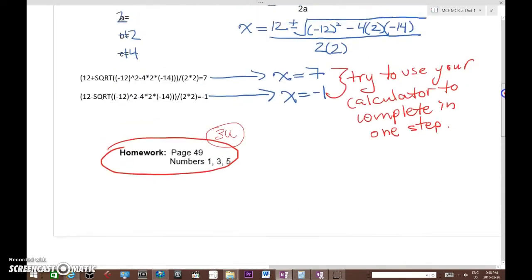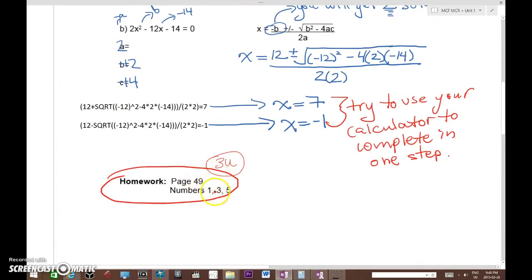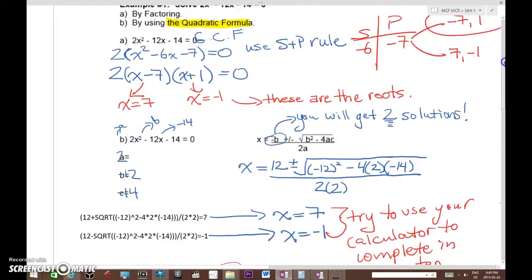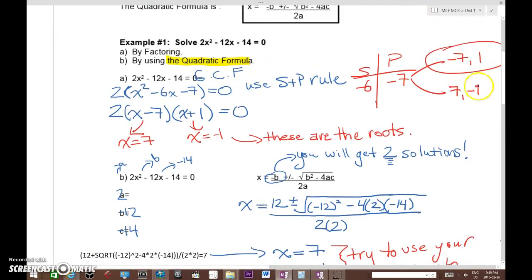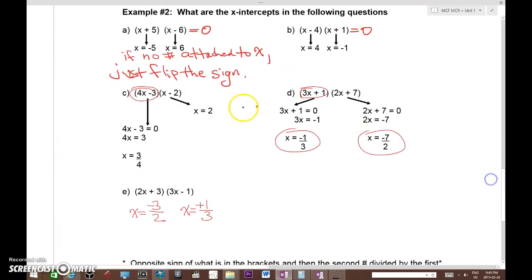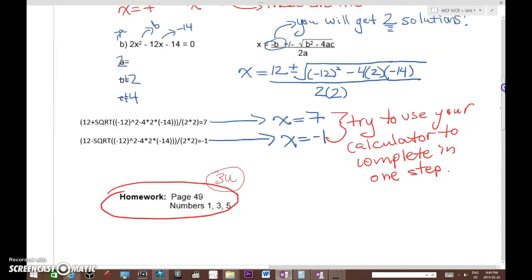When you go and do this homework, page 49, numbers 1, 3, and 5, that's in the 3U textbook. That's in this guy. And that question will run you through solving by factoring and solving by the quadratic formula. And just remember, if you do use factoring, that you can take these shortcuts. You don't need to go through the whole thing.